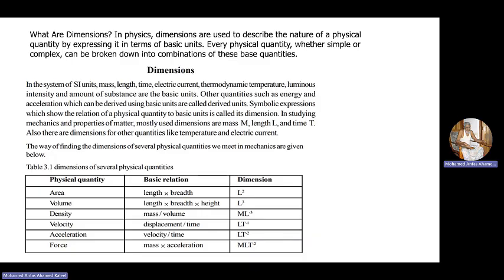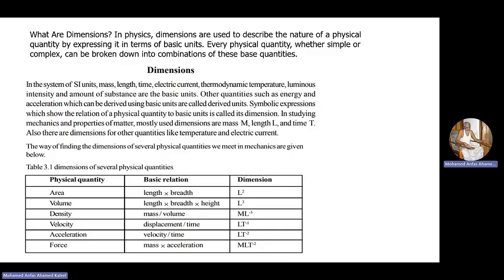In studying mechanics and properties of matter, the mostly used dimensions are: for mass we use capital M as the dimension, for length capital L, and for time capital T. Also, there are dimensions for other quantities, like for temperature we use theta, and for electric current we use capital I.